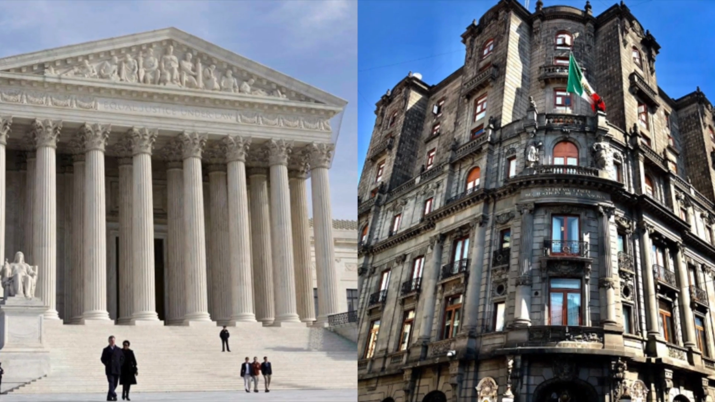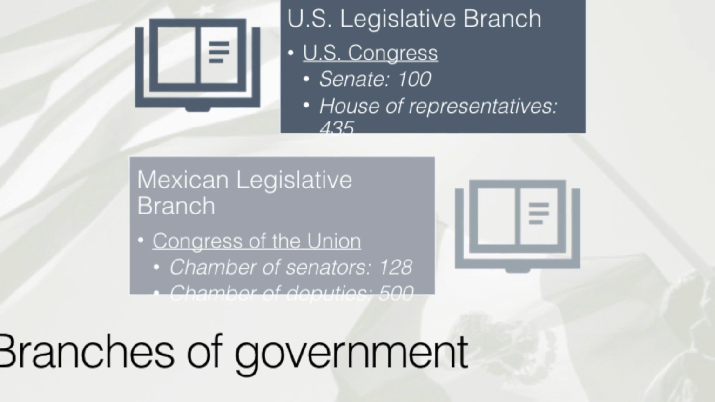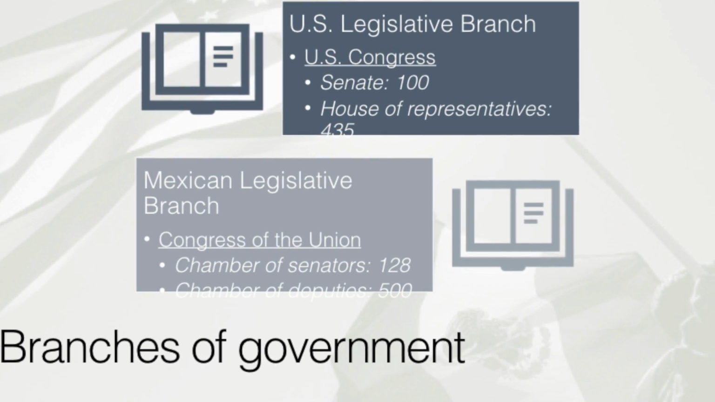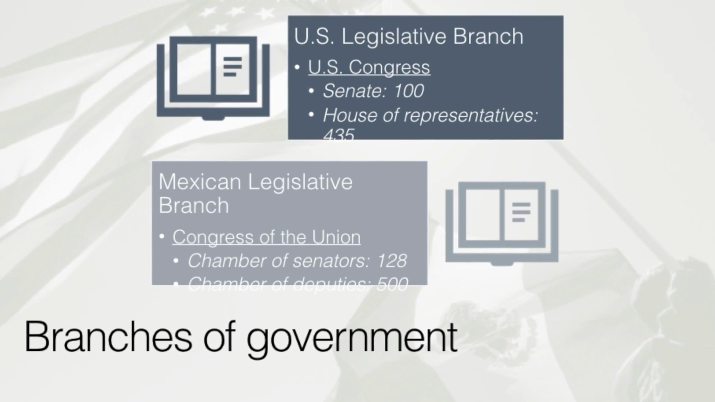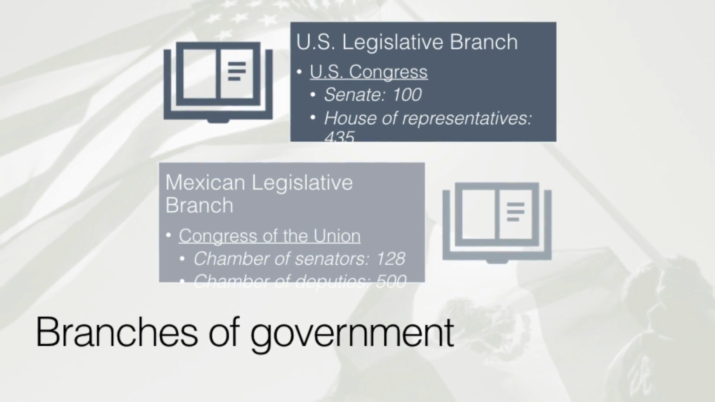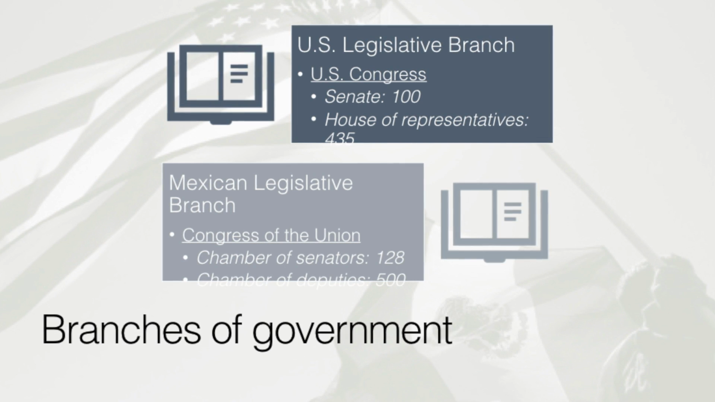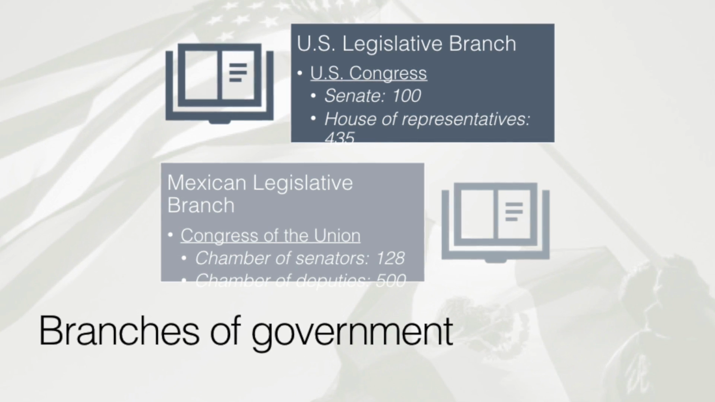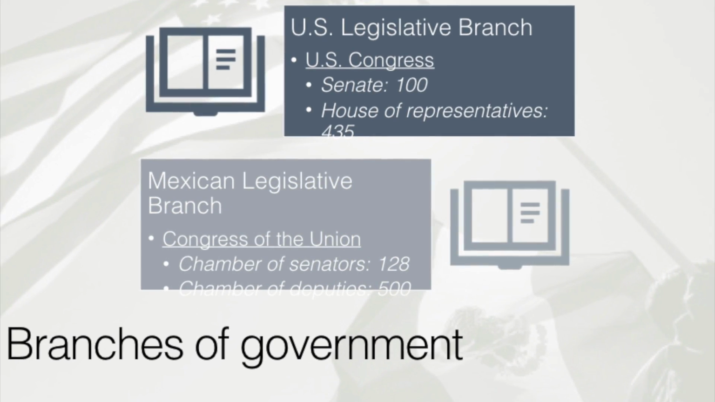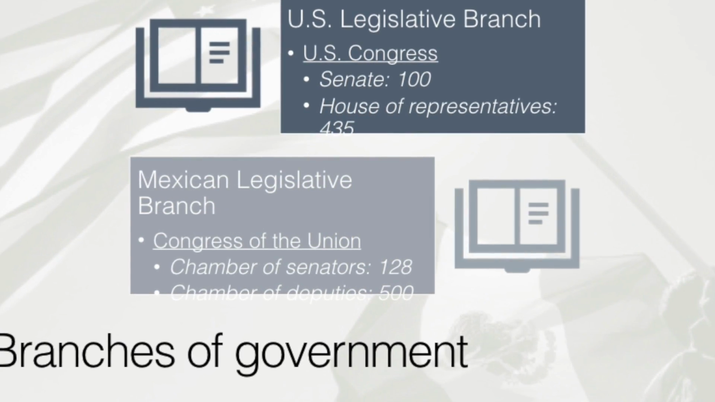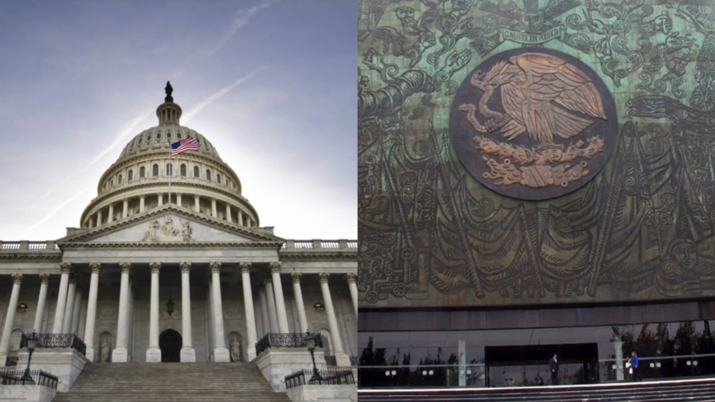Finally, the legislative branch of the US is led by the US Congress, which is integrated by 2 chambers, the Senate with 100 senators, and the House of Representatives with 435 members. On the other hand, the Mexican one is led by the Congress of the Union, and is integrated by 2 chambers, the Chamber of Senators with 128 senators, and the Chamber of Deputies with 500 deputies. Here you can see the US Congress and the Mexican Congress.